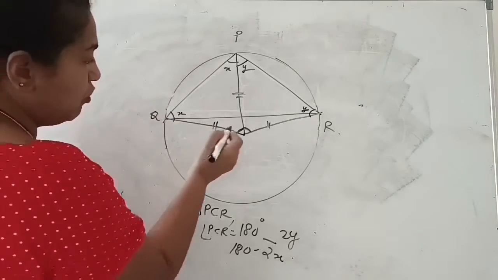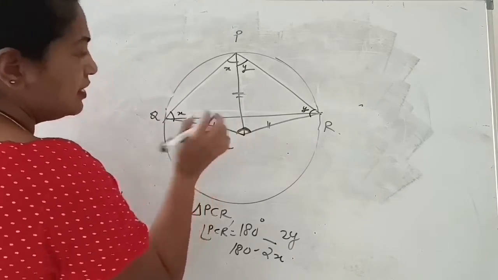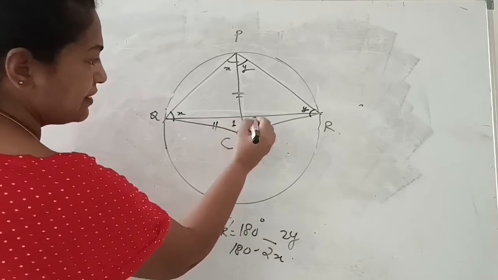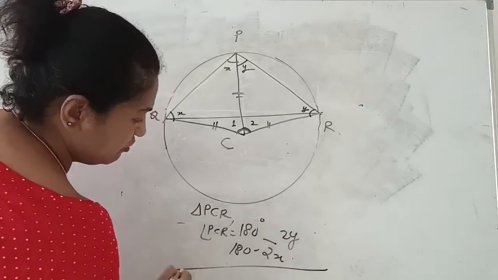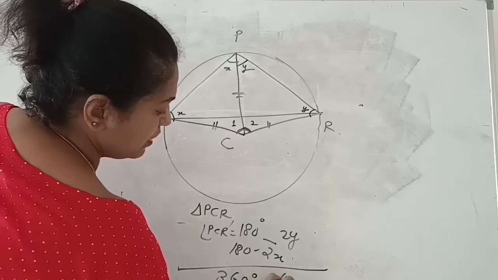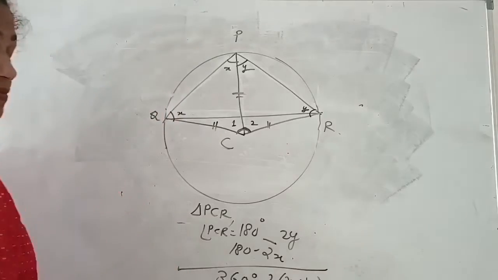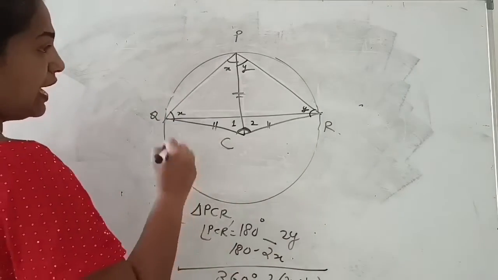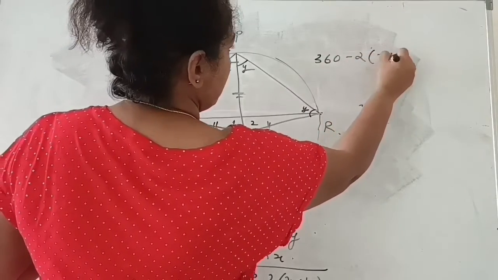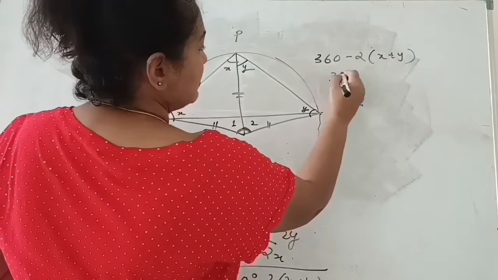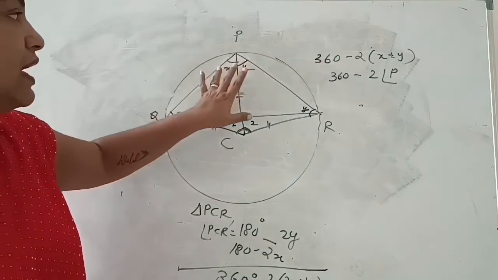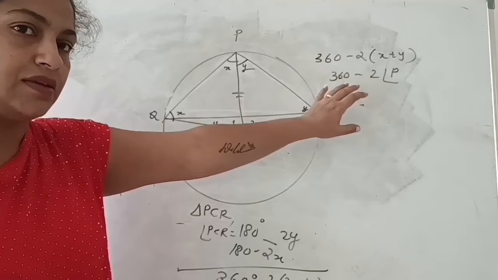I need to find the value of this total angle. The value of this total angle will be the sum of the first angle and the second angle. So I get it as 360 minus 2 into x plus y. Or I can write 360 minus 2 into x plus y as 360 minus 2 angle P, because you can see that angle P measures x plus y.